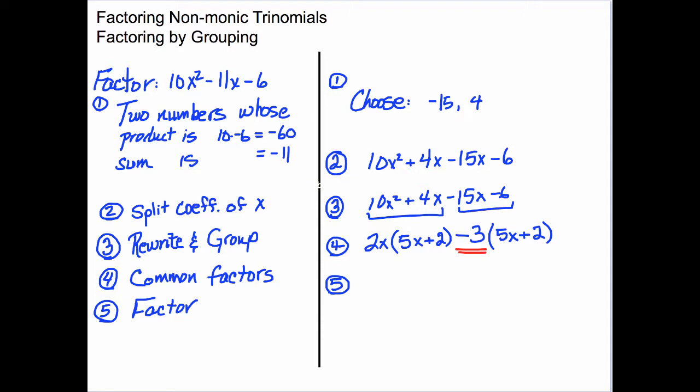So notice that when we did this, these signs changed. We know that we did this correctly because we have a 5x plus 2 in both places, the same term. Now we do the factoring, so we factor out 5x plus 2 times 2x minus 3, and that equals 10x squared minus 11x minus 6.